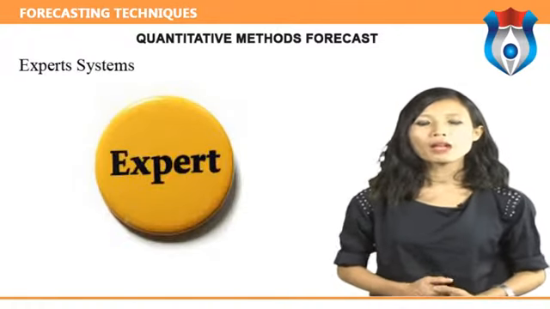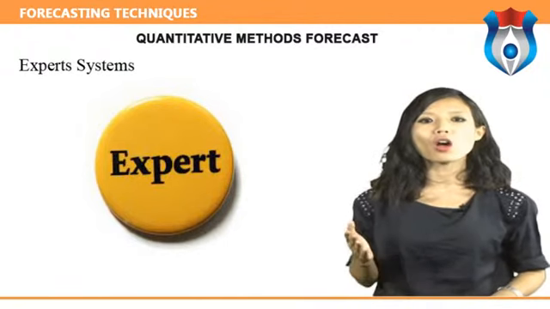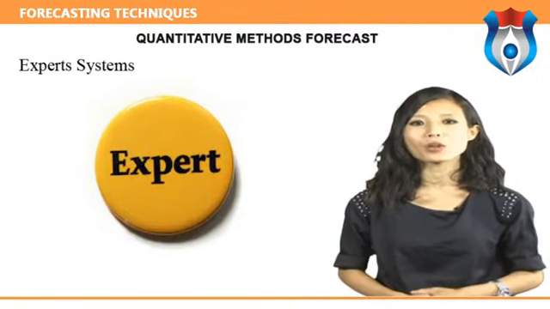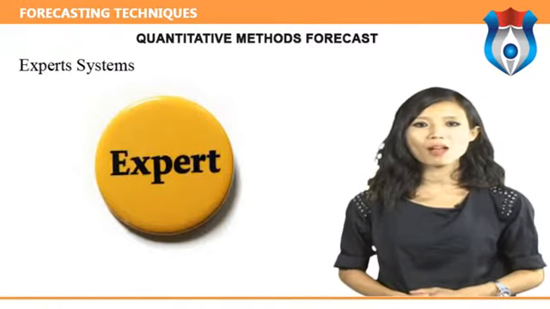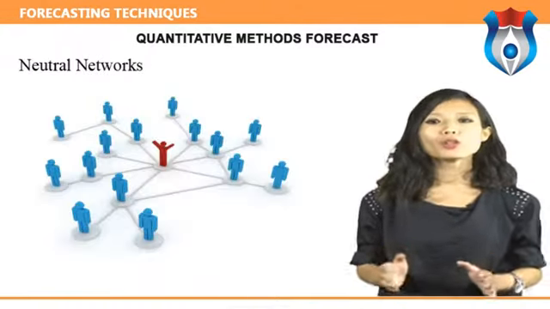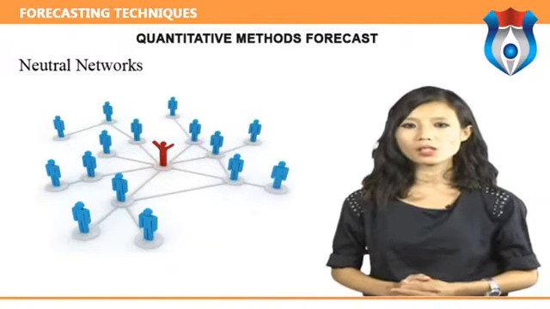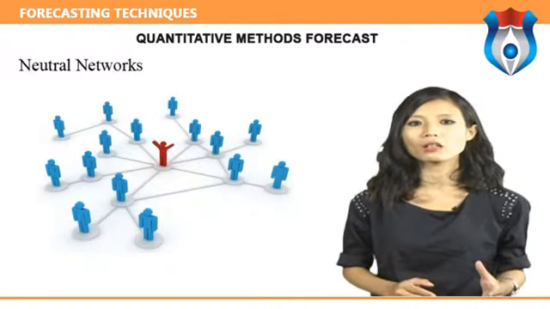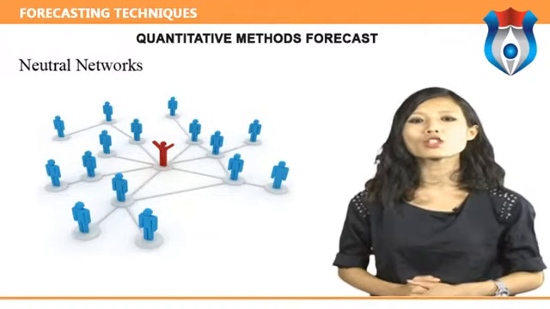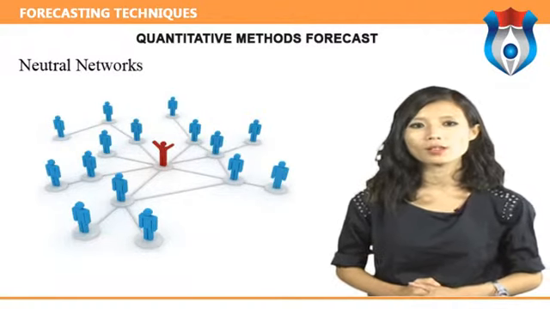Expert system. Expert systems use the knowledge of one or more forecasting experts to develop decision rules to arrive at a forecast. Neural networks. Neural networks look for patterns in previous history of sales and explanatory data to uncover relationships. These relationships are then used to produce a forecast.